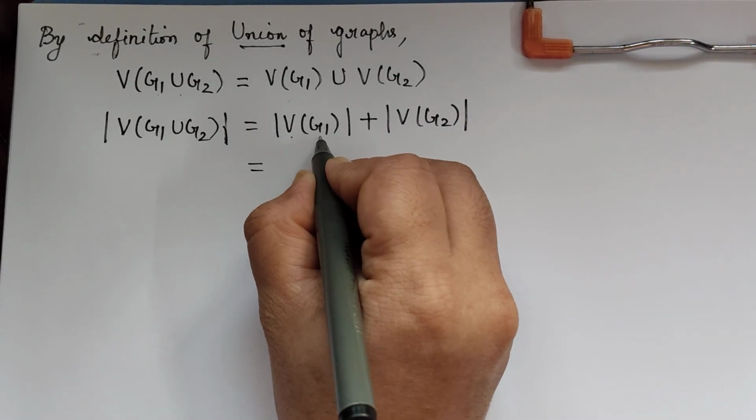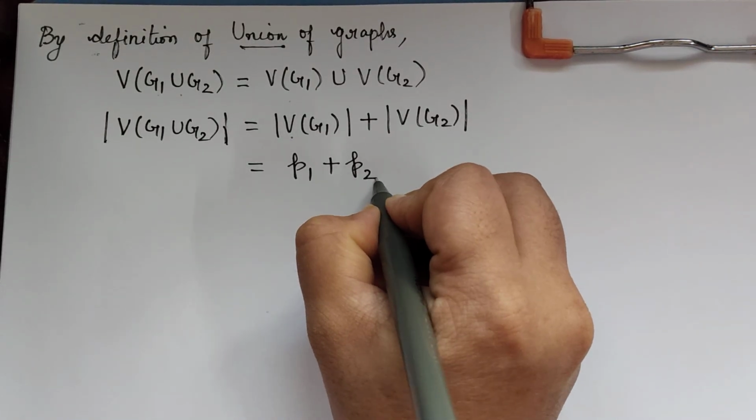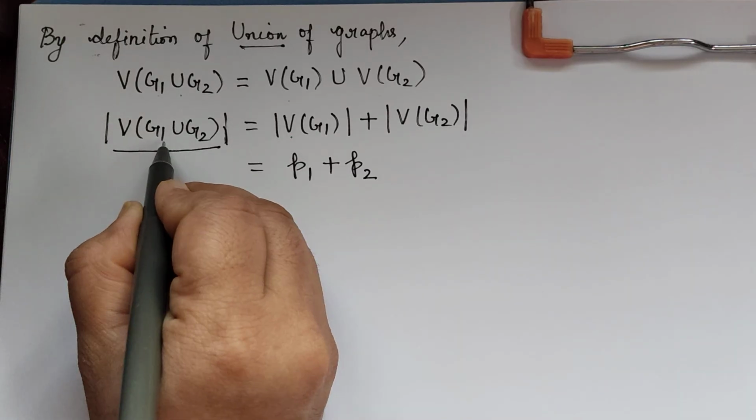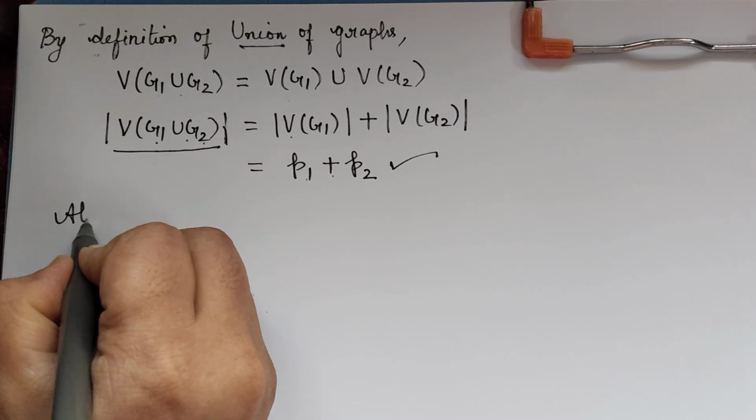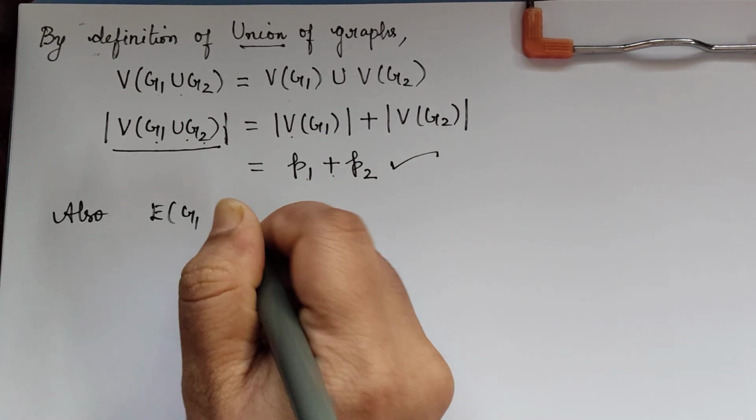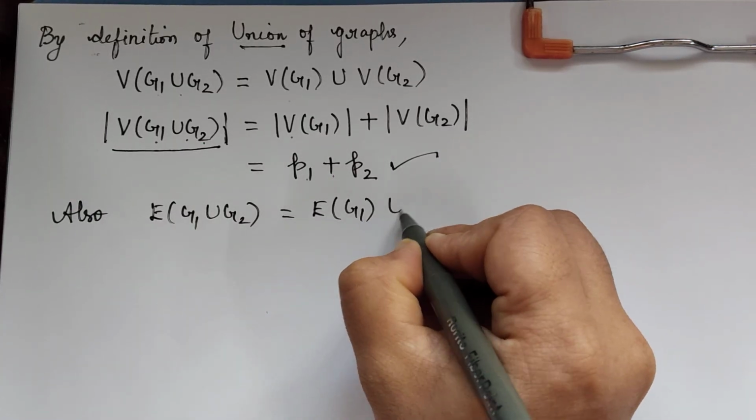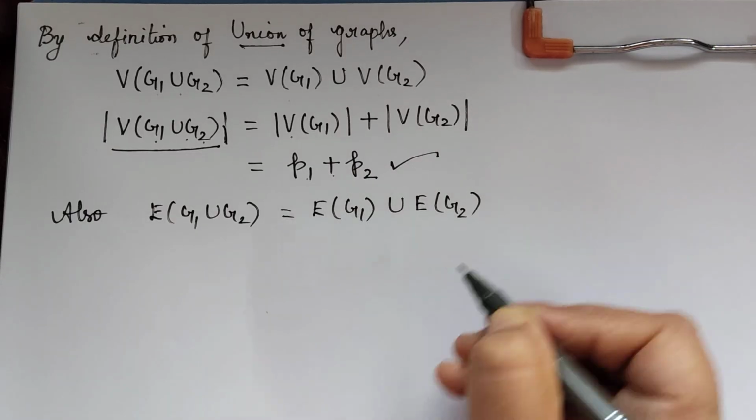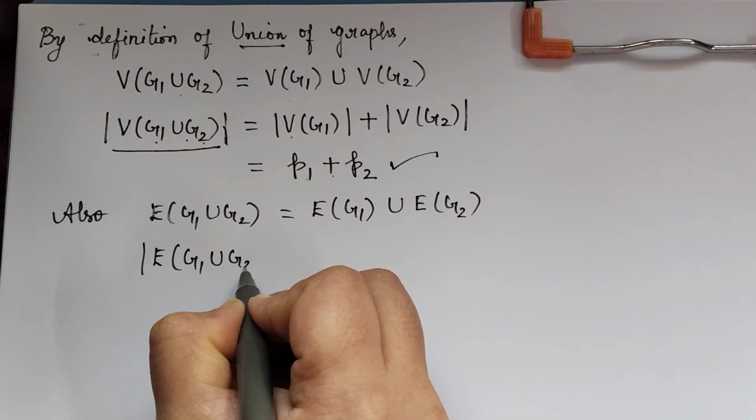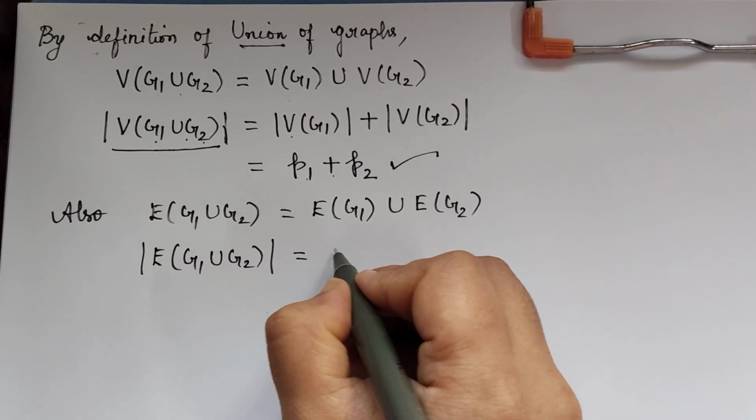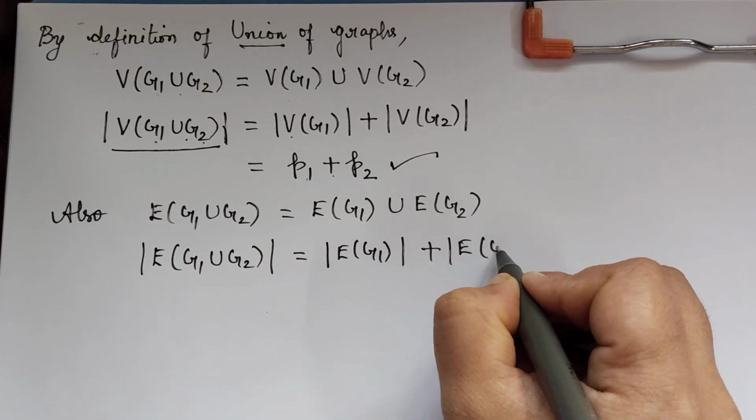And we know that the number of points for graph G1 is P1 plus the number of points for graph G2 is P2. Therefore, we have proved that the number of points for G1 union G2 is equal to P1 plus P2. Also, we know that the edge set of the graph G1 union G2 will be equal to the union of the edge set of G1 with the edge set of G2. And from this, we can say that the cardinality of the edge set of G1 union G2, that is the number of lines of G1 union G2, will be equal to the number of lines of G1 plus the number of lines of G2.